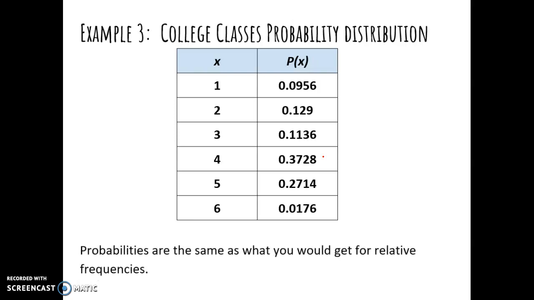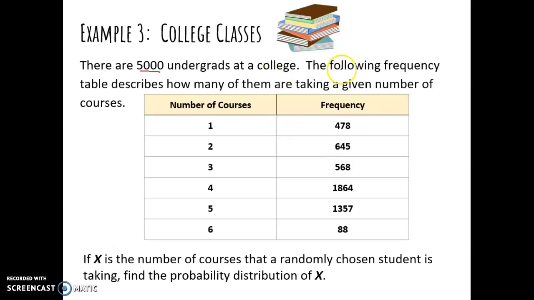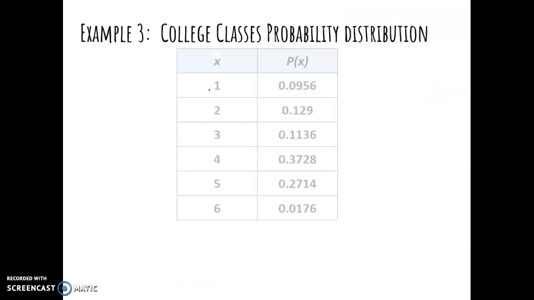And what you'll notice is that these numbers are the same thing we would get for relative frequencies. Think about how you find relative frequency. You take the frequency and you divide by the total. For probability, you take the number of ways something can happen and you divide it by the overall total in the population. Here there are 5,000 undergrads, so this would be 478 out of 5,000, the exact same thing we get for relative frequency.